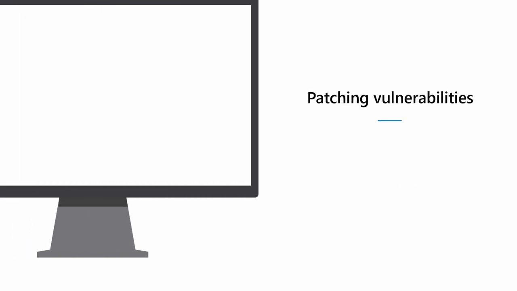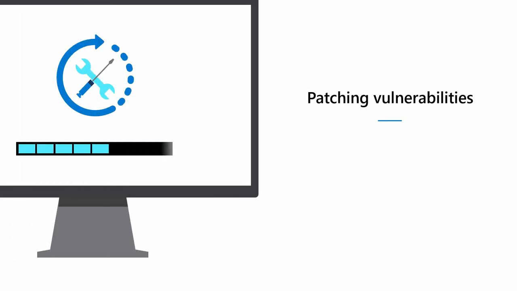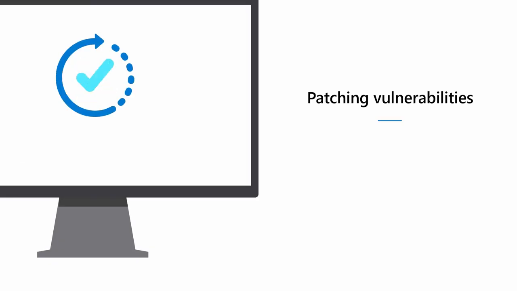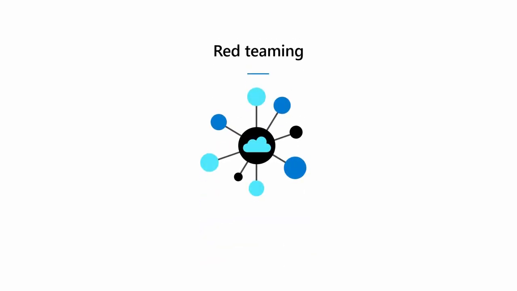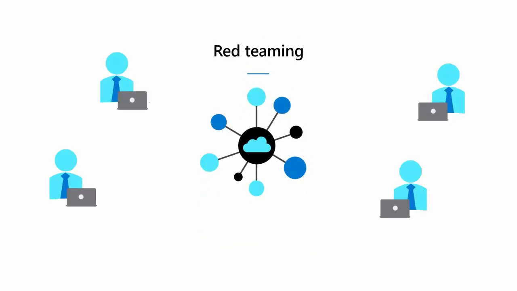Conducting penetration testing is also a useful countermeasure used as a probing exercise to discover any vulnerabilities. Another example is patching vulnerabilities, the process of applying software updates that fix security vulnerabilities. And finally, red teaming is used to simulate an attack on organizations by a team of security professionals. The specific countermeasures and mitigations you choose will depend on the identified threats.